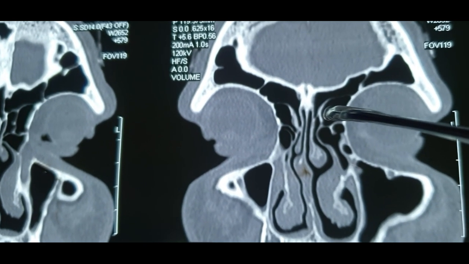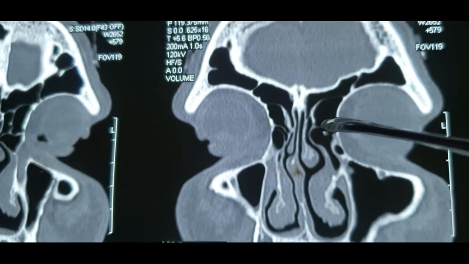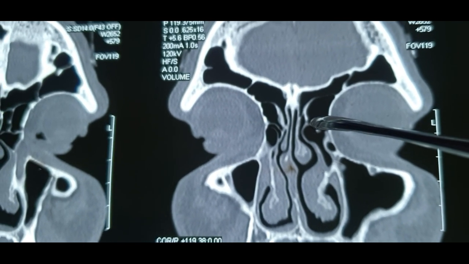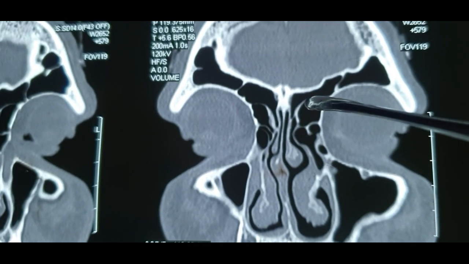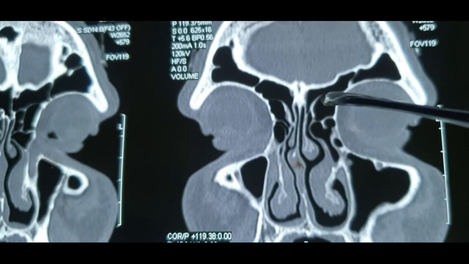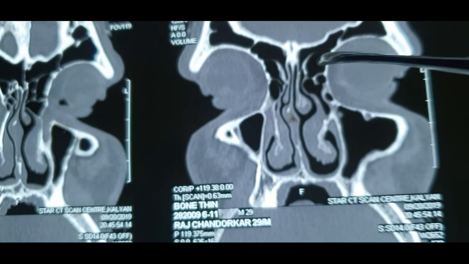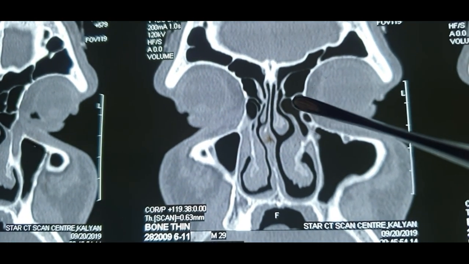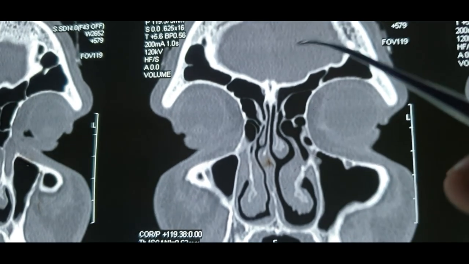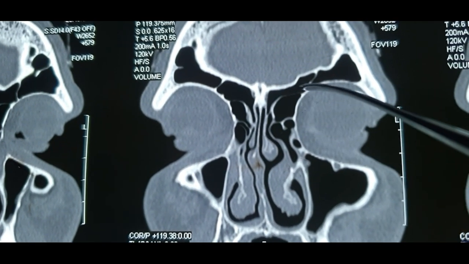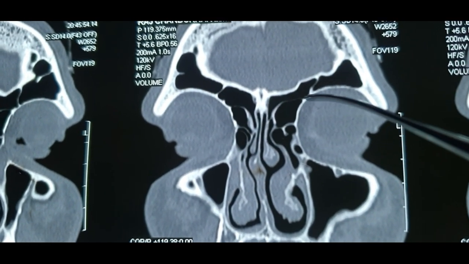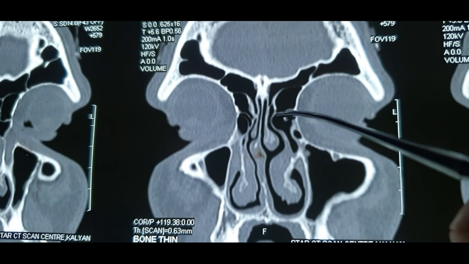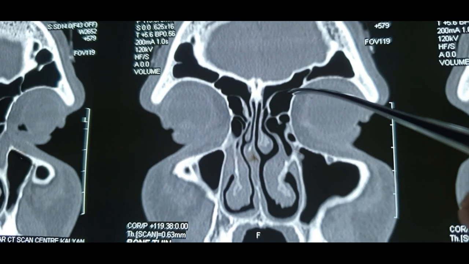Now, the uncinate process is the only mobile part in the lateral wall of the nose, and the vertical process of the uncinate is highly variable. Most common variation being the attachment to the lamina papyracea, which I'll explain in detail after some time. So this is the uncinate process attached to the lamina papyracea. So this was the inferior turbinate. This is the area where the uncinate is being attached.